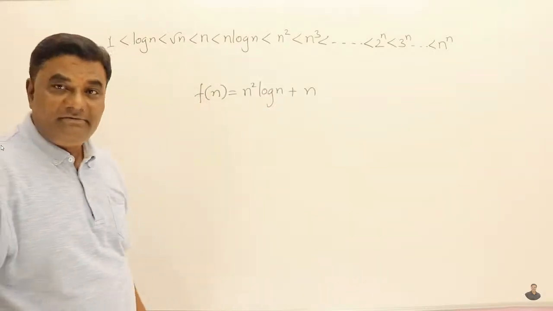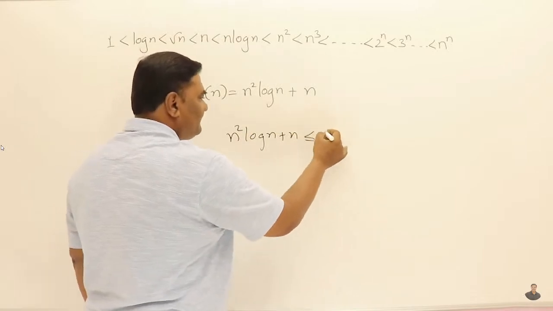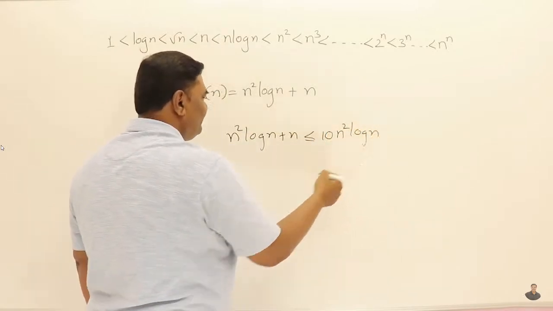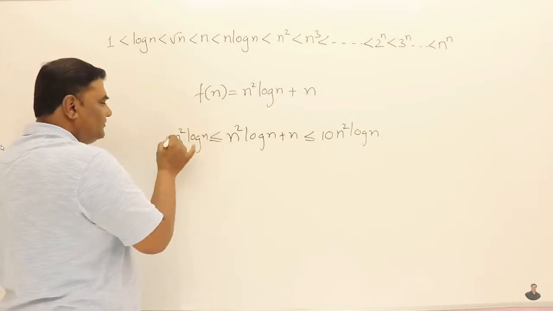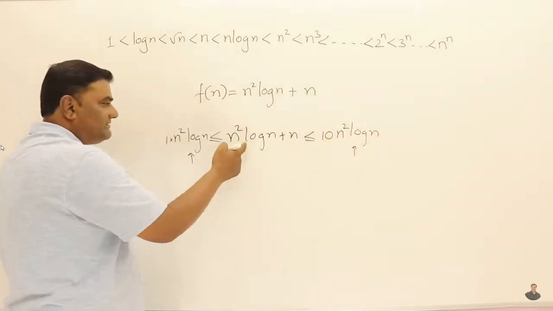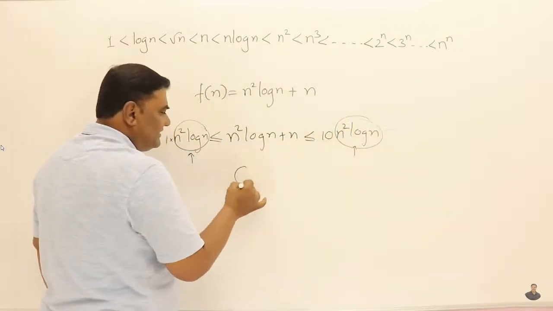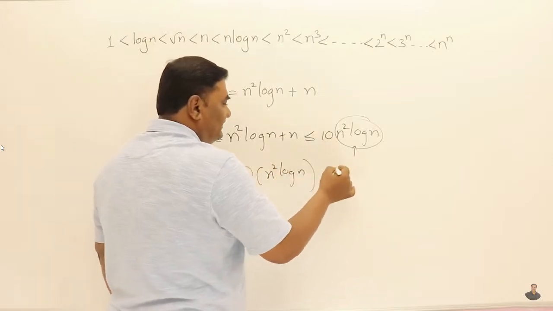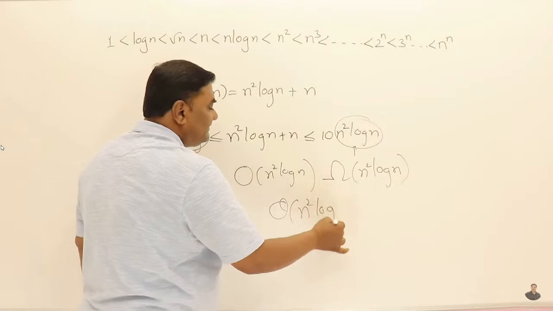Next, if f of n is n squared log n plus n, then n squared log n plus n is less than or equal to 10 n squared log n. I just wrote some value greater than that. And here it is greater than or equal to 1 n squared log n. So on both sides I got n squared log n. So this is big O of n squared log n and omega of n squared log n, as well as theta of n squared log n. So all three I have written together here.